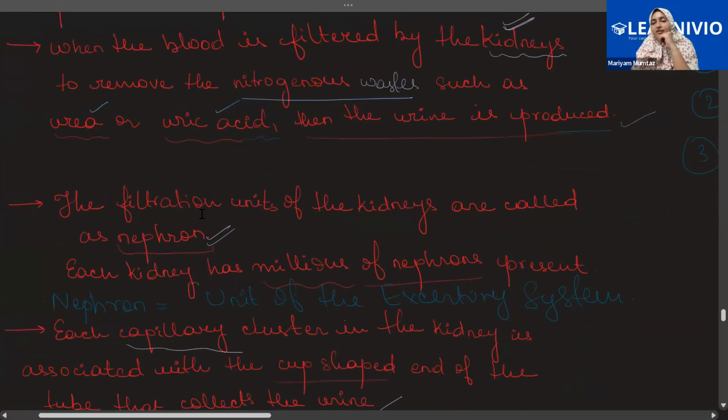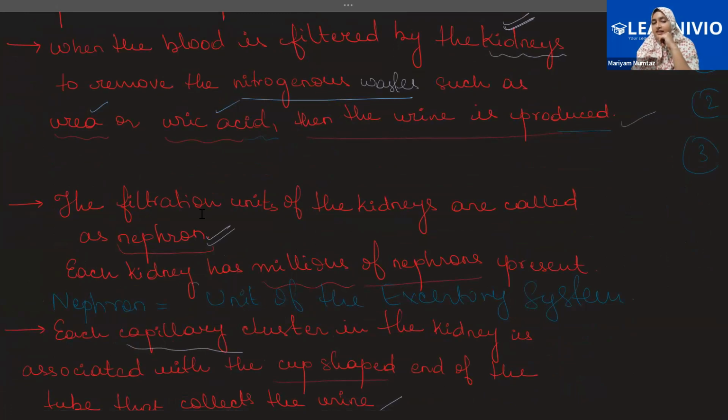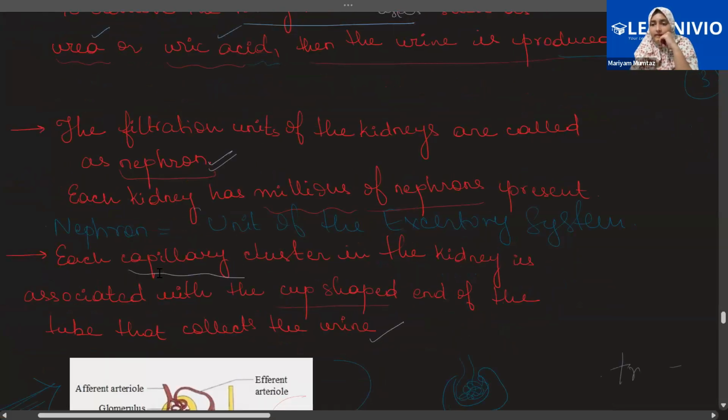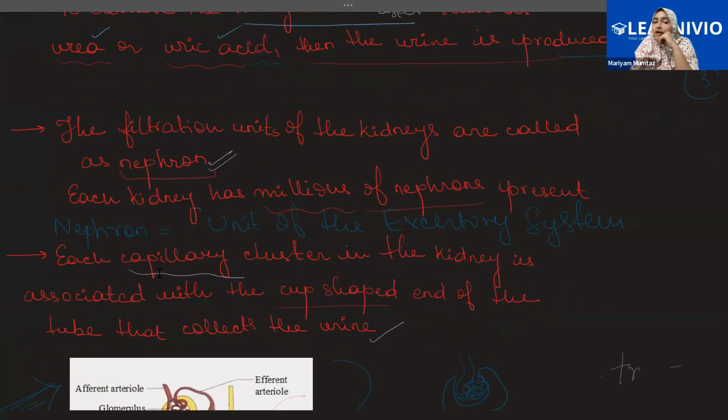Now, the filtration unit of the kidneys is known as the nephron. Just like how we had the unit of the nervous system, the neuron, and the unit of life, the cell, in the same way, the unit of the kidneys or the excretory system is the nephron. Inside each kidney, meaning we have two kidneys, there are millions and millions of nephrons present, and they are the unit because the whole process that we talked about, the filtration and the transport, takes place in the nephron.